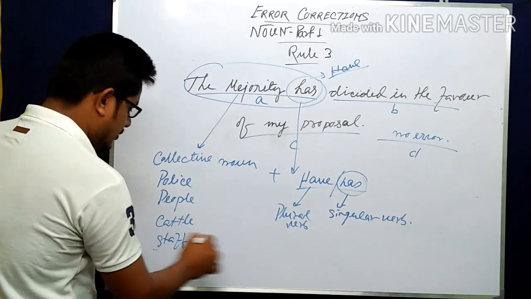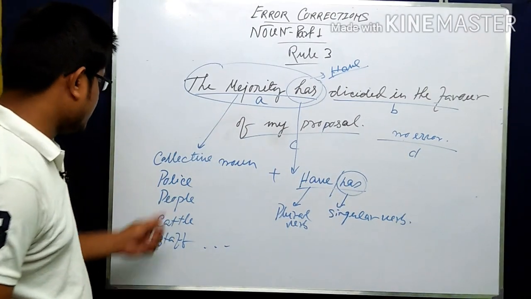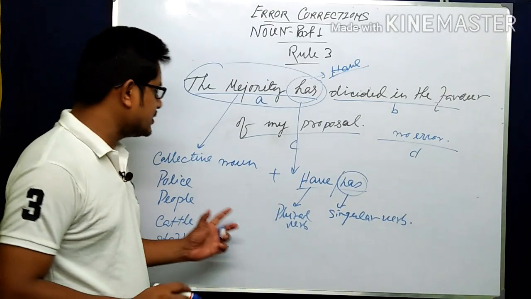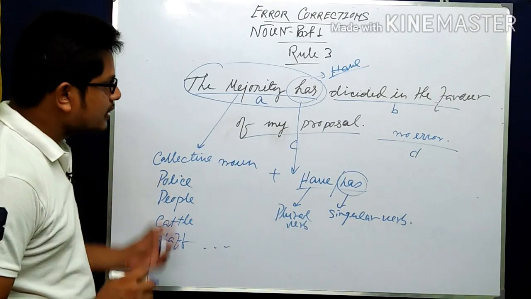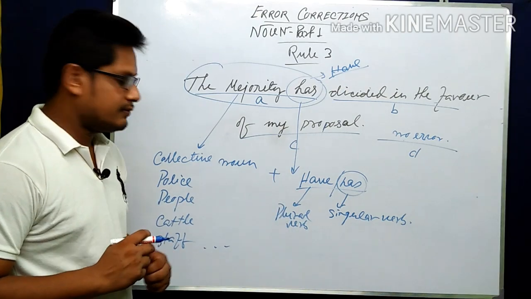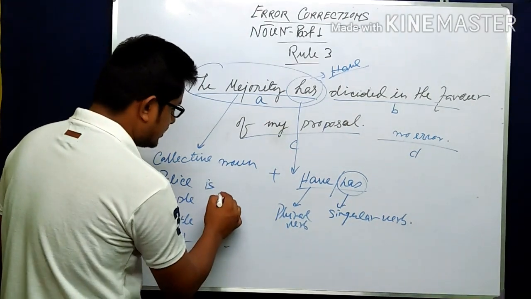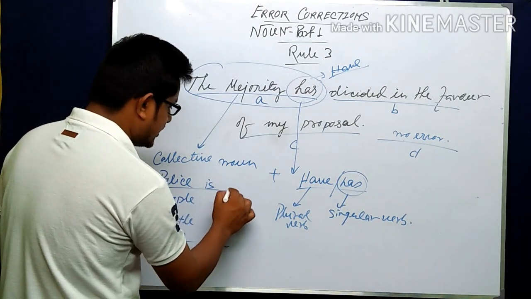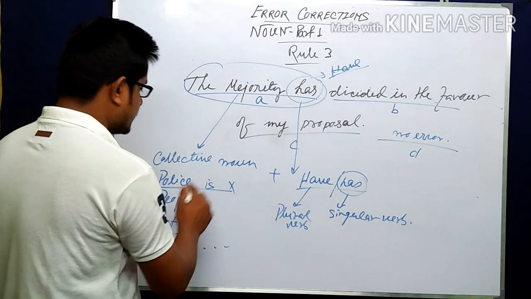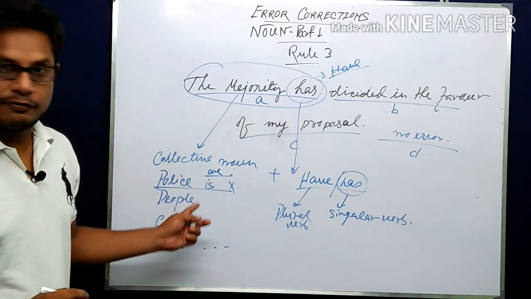Clear? Or so on, right? So suppose majority, police, people, cattle, staff, and so on. These collective nouns are always used with a plural verb. Clear? So you cannot write "police is." If you write "police is," it would be wrong. The proper use must be "police are," because it must be in plural form.